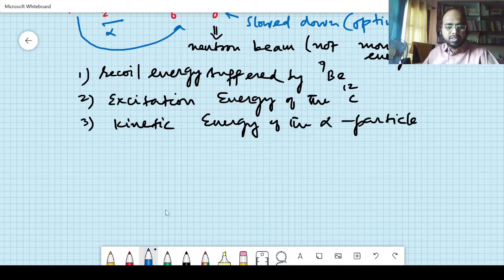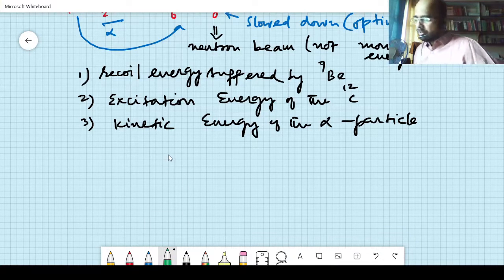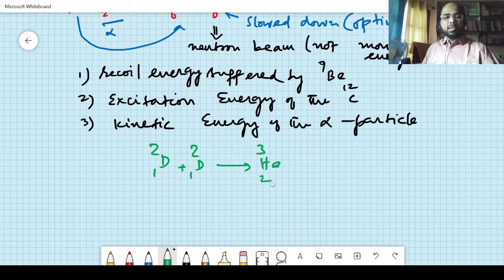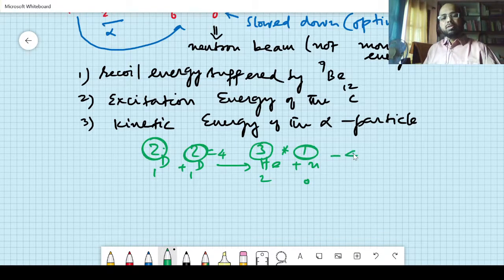There are some other reactions also. I am just going to write some other way in which you can get the neutrons. That is, you put two deuterium atoms: deuterium plus deuterium gives He 3, 2. So it's an isotope of helium. So that is why you just write it like this. You can see 2 plus 2 is giving 4, and here 3 plus 1 is giving you the 4. So that is the balanced thing.